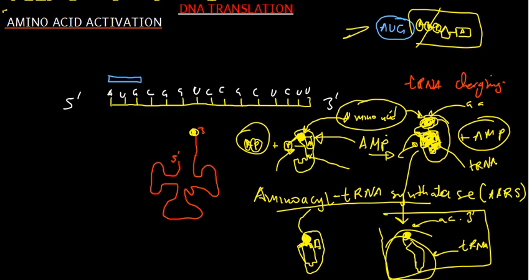So that is what we call amino acid activation, and that is the process. And so now, after the tRNA has been charged with the amino acid, it then goes on to the complementary part. So it is now going to go here.